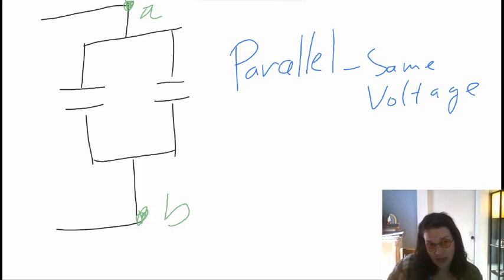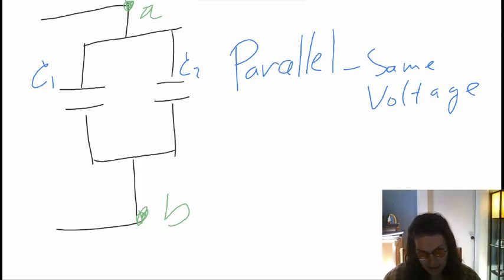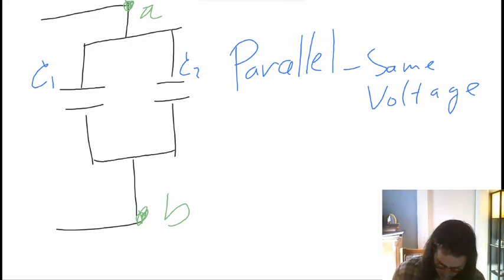Okay, so if I know that potential difference between those 2 points, I'm going to have the same potential difference over each of them. So that would be the same voltage. And then when I go to do V equals Q over C, if I know, say, C1 and C2, then I can use each C along with the potential difference between A and B in order to find the charge.